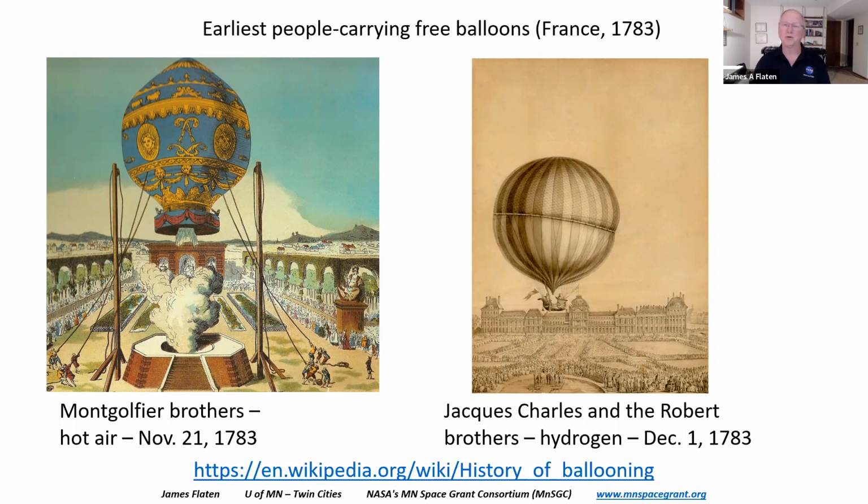So the Montgolfier brothers had a flight in November with hot air, and literally two weeks later, Jacques Charles did a flight with hydrogen, which was a much smaller balloon and went much higher because it was a better lifting gas, except for the flammability issues. So kind of coincidental that both of these things got off the ground, so to speak, just within a few days of each other back in 1783.